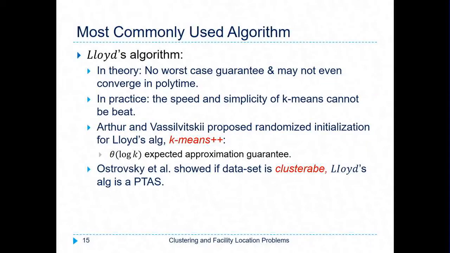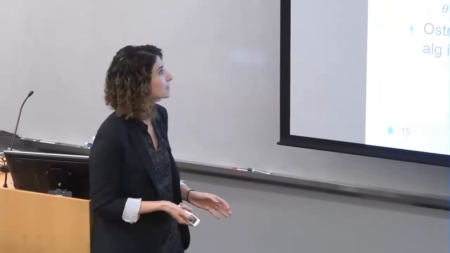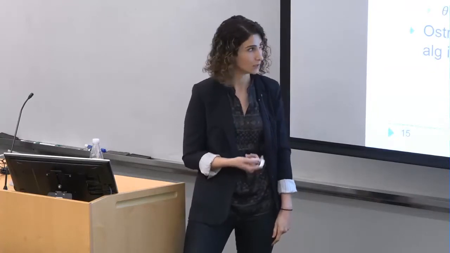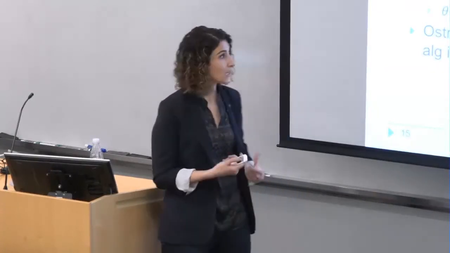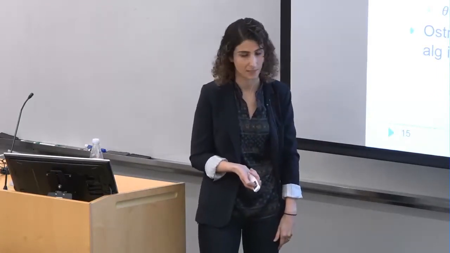The most commonly used algorithm for the k-means problem is Lloyd's algorithm. In theory, there's no worst-case guarantee for Lloyd's algorithm, and the algorithm may not even converge in polynomial time. But in practice, the speed and simplicity of Lloyd's algorithm cannot be beat. Arthur and Vassilvitskii proposed a randomized initialization step for Lloyd's algorithm. So they got a new algorithm, k-means++, for which we have a Theta(log k) expected approximation guarantee.